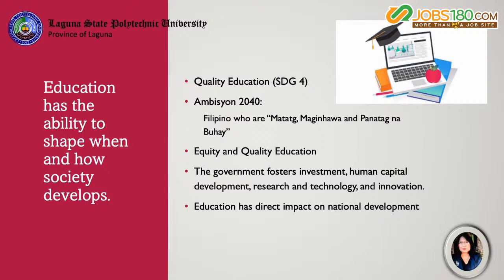Education has the ability to shape when and how society develops. The Philippine government has listed quality education as one of the 17 United Nations Sustainable Development Goals in its Ambition 2040, which expresses the Filipino people's collective long-term vision and ambitions for themselves and the country for the next 25 years. Ambition 2040 says Filipinos who are matatag, maginhawa, and panatag na buhay, or anchored, secure, and comfortable.